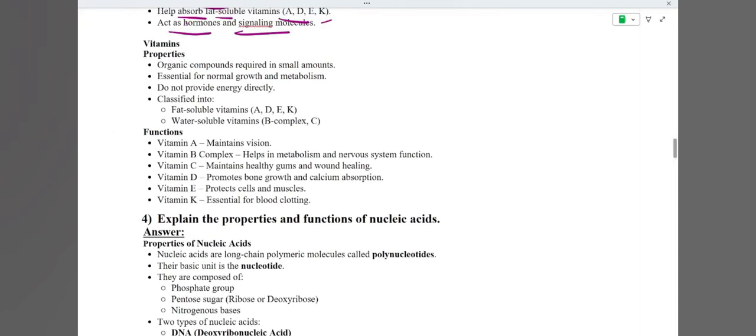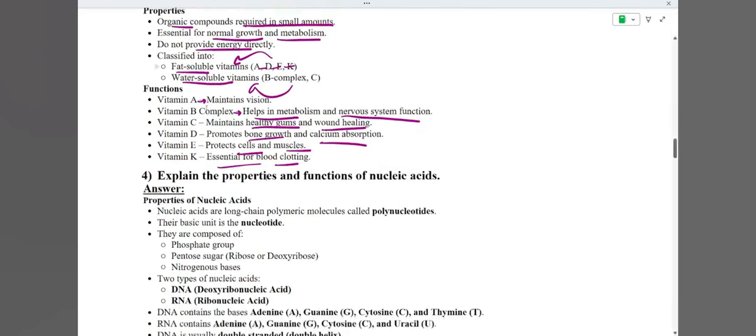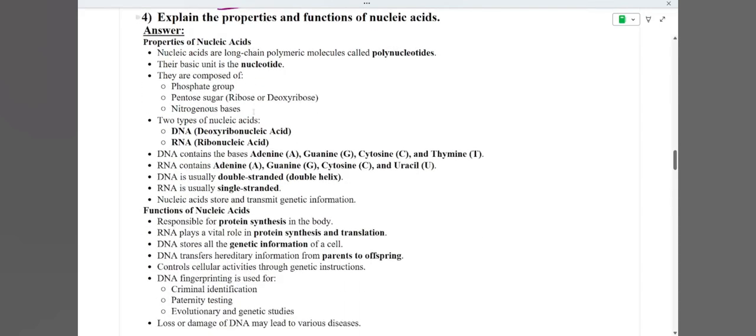Next, vitamins are organic compounds required in small amounts for normal growth and metabolism, and they do not provide energy directly. They are classified as fat soluble and water soluble vitamins. A, D, E, K are examples of fat soluble vitamins. B complex and C are examples of water soluble vitamins. Vitamin A maintains vision. Vitamin B complex helps in metabolism and nervous system function. Vitamin D is for bone growth and calcium absorption. Vitamin E protects cells and muscles, and K is essential for blood clotting. You can remember that.